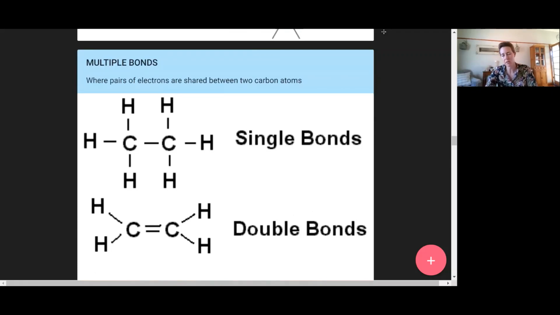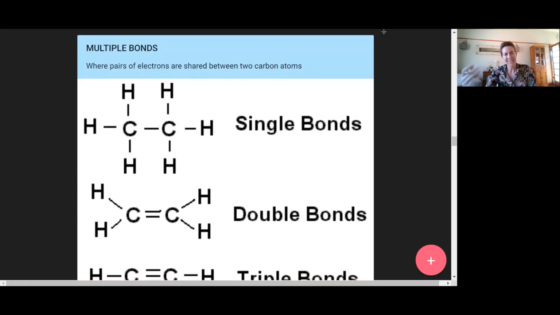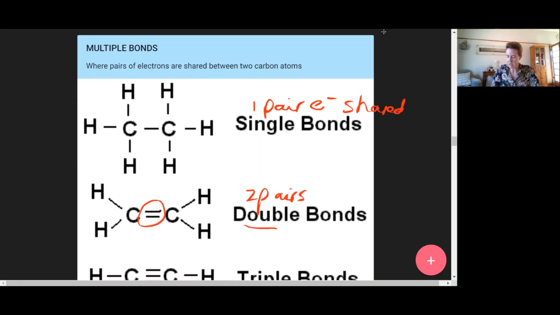Carbon can also make multiple bonds to other carbons. So we say this, where pairs of electrons are shared between 2 carbon atoms, that is a bond. If you have a single bond, that means it's 1 pair of electrons that are shared between 2 carbon atoms. Carbons can form double bonds between them. That means it is represented like that. And that would be 2 pairs of electrons shared between those 2 carbons.